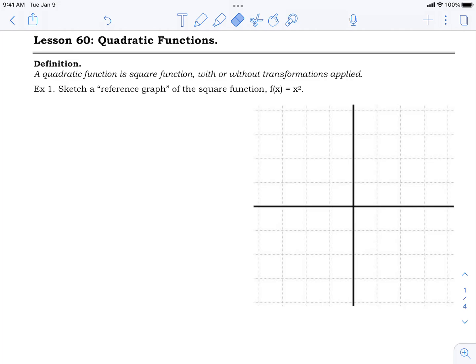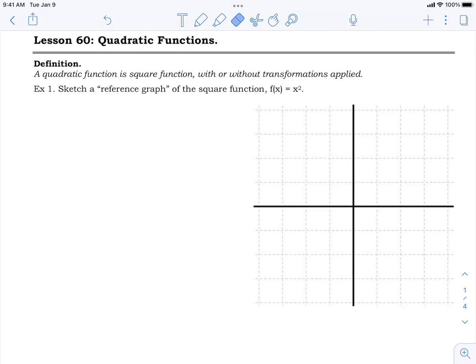Here's my working definition of a quadratic function. What is it? It's basically a square function, which means x squared. And you could have transformations applied to it, hence the previous lesson on transformations. It might get shifted up, down. It might get reflected. It might get moved, whatever. It might get stretched is another good one. Anyway, so we're going to play with quadratic functions.